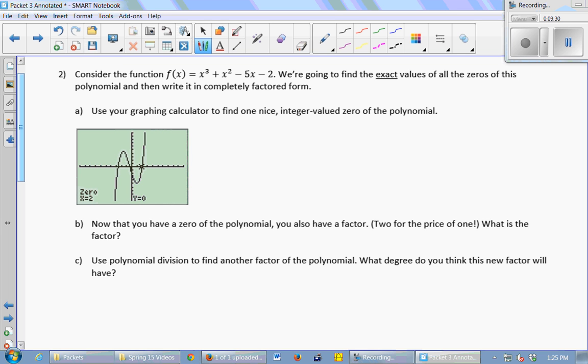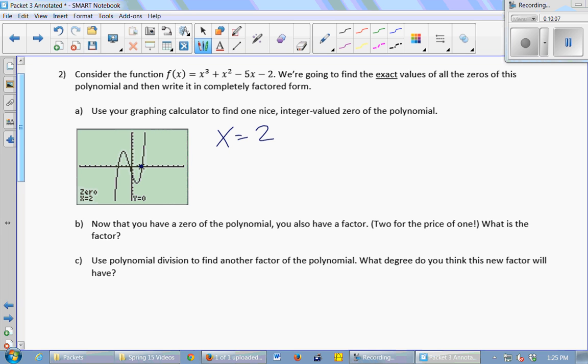So before I even start, how many zeros is this thing going to have? 3. It's degree 3. It's going to have 3 zeros. How many linear factors is it going to have? 3. Okay. So we can use a graphing calculator to find one nice integer valued zero. So I gave you a little screenshot here. And you can see that the graph of f of x crosses the x-axis right here at 2. Right, so I have 1 zero, x equals 2. And I found that graphically.